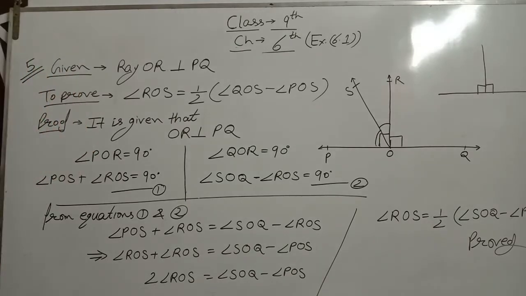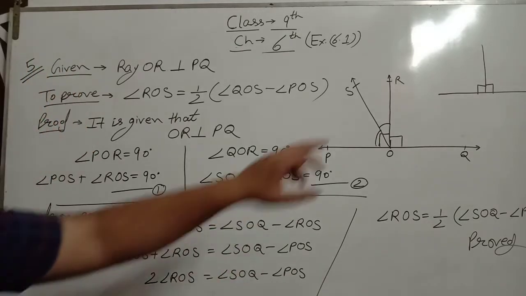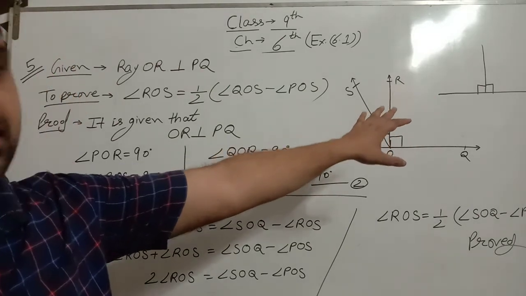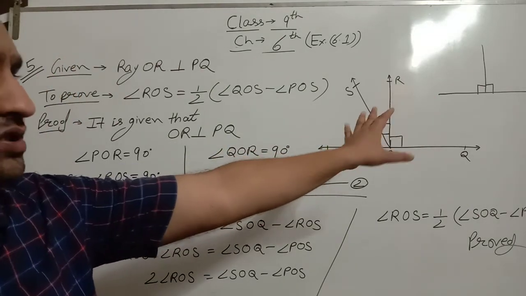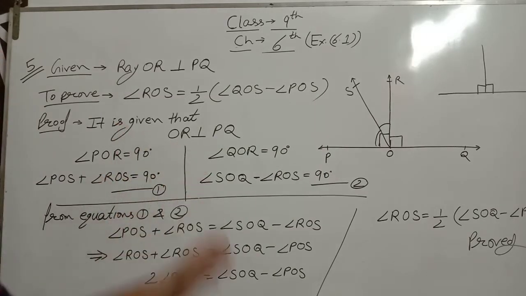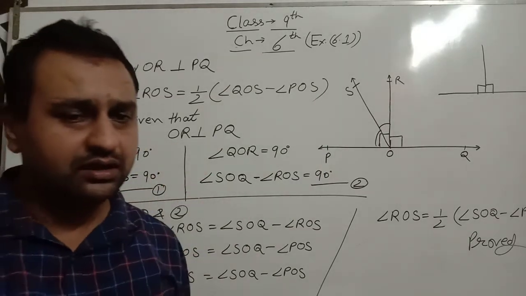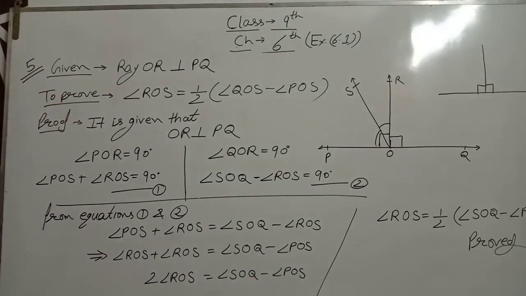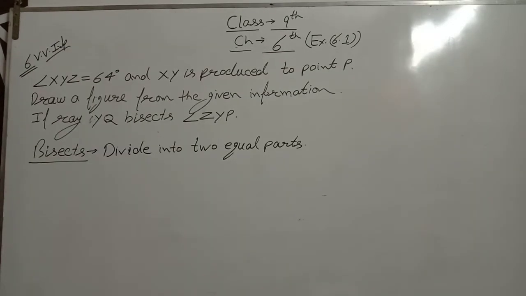The proof is very simple, but remember, when a ray is perpendicular to a line, then a 90 degree angle is made on both sides, and we use this concept in this question. I hope you understand. Note down it. Complete it.